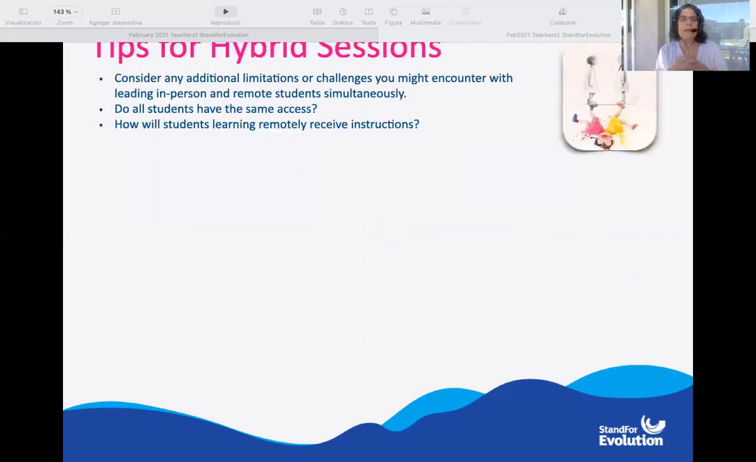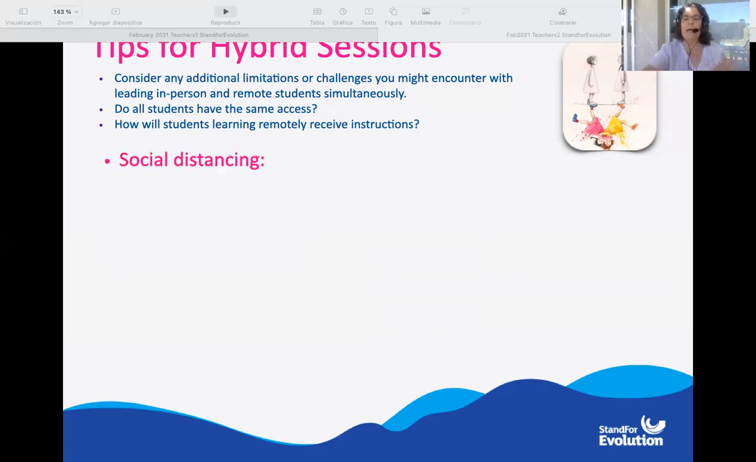Now, some other tips, right? Considering any limitations or challenges you might encounter with leading the in-person and remote students simultaneously. Now, one of the big challenges is technology. Do all your students have a good device, audio equipment for the sound, for visualizing what you're doing, right?